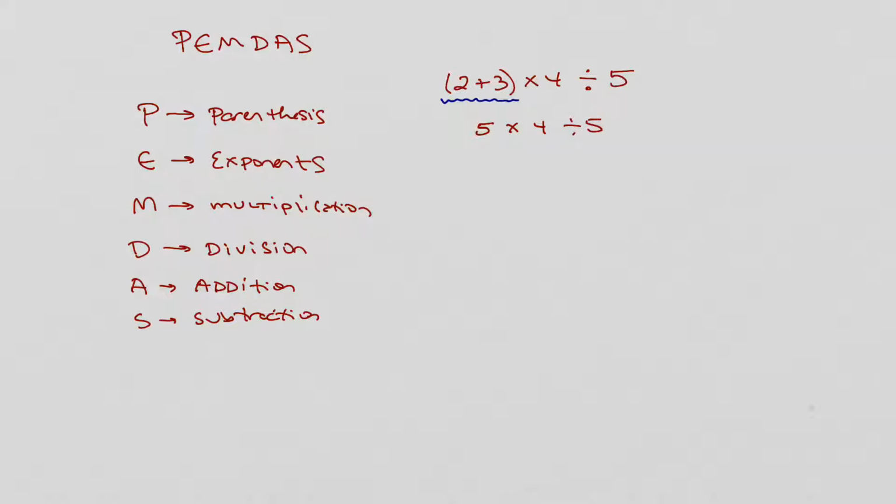Now I have multiplication and division, which, if you remember, have the same level of difficulty, so we can look at them from left to right. That means I will do the 5 times 4 part first, which will give me a 20. And then 20 divided by 5 gives me a final answer of 4. Okay? All right, let's see if we can do another one here.